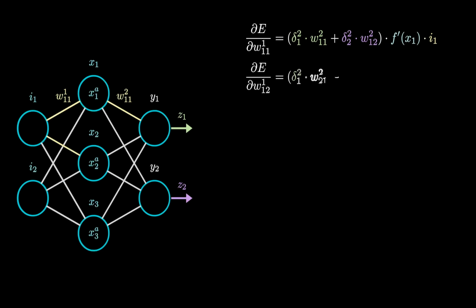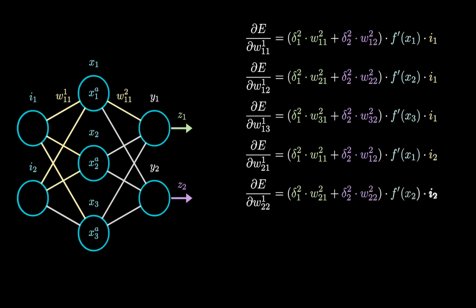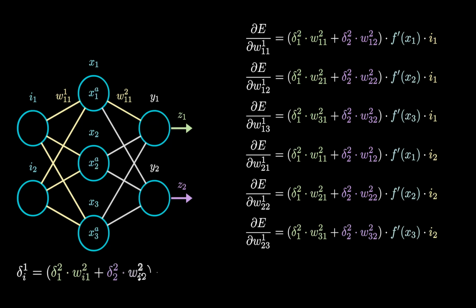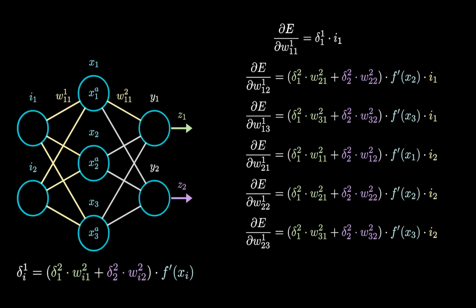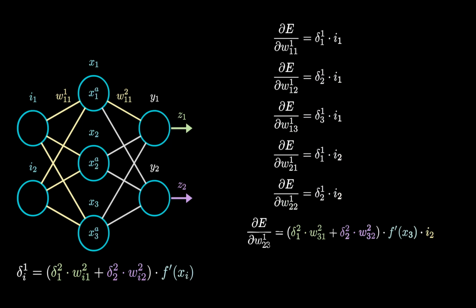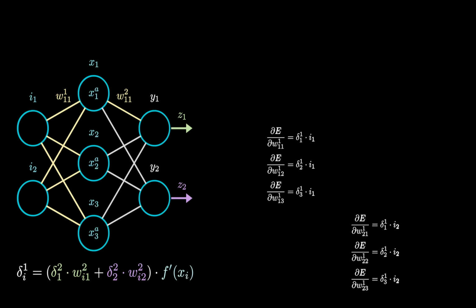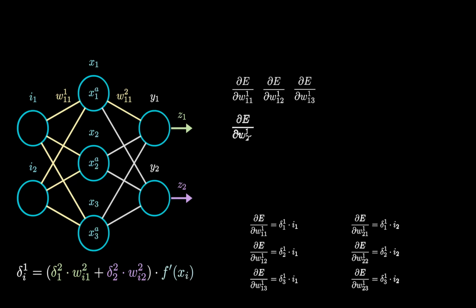For each weight in this layer, we can write similar equations. Just as we did in the output layer, we introduce a new variable, delta, to better illustrate the common terms and simplify the notation. The final step is to represent this process using matrix operations.